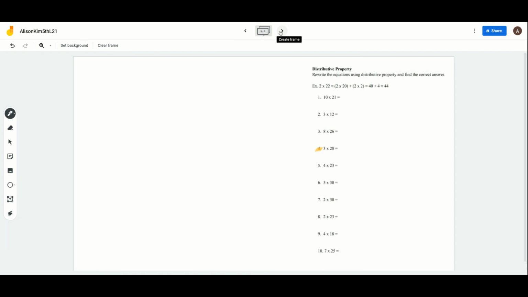Now we're going to move on to distributive property. We're going to do number 4 together. Number 4 gave us 3 times 28. So as you can see in the example, they split up the 22, and they didn't really split up the 2 because it only has one number. So that's what we're going to do. We're going to split up the 28, and we know that 28 consists of 20 plus 8. That's the easiest way.